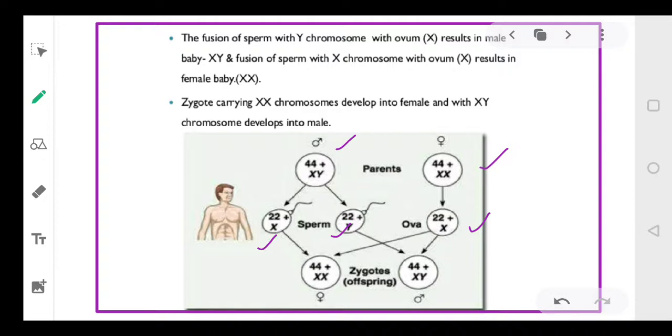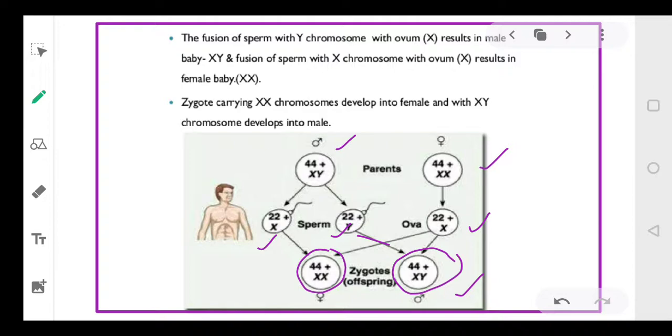If the sperm that fuses with the egg has the X chromosome, that is a female. And if the sperm having the Y chromosome fuses with the egg, then it is a male. So the sex of the child is entirely dependent upon the male rather than the female.